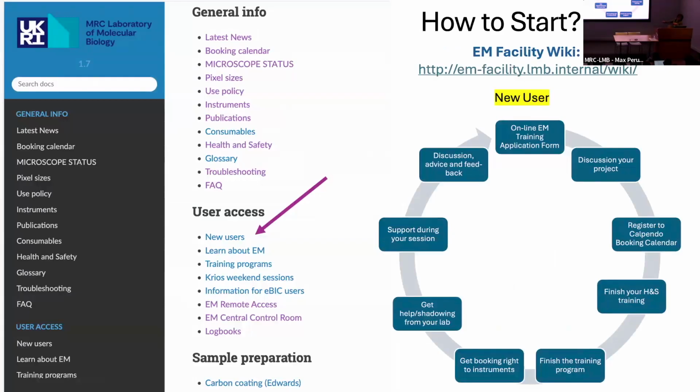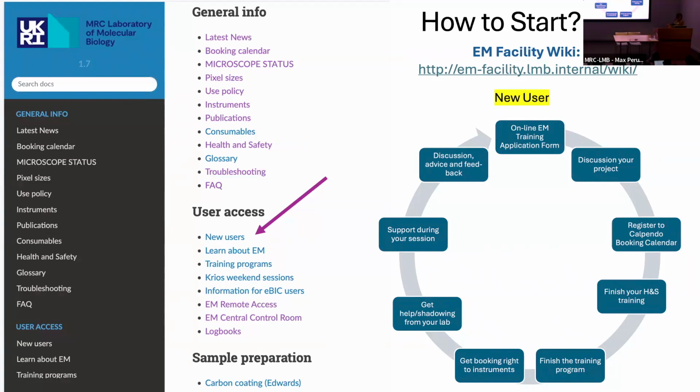You go to new user. This tells you the steps of what we're going to do. Basically it's on this circle, clockwise. From here, you go online to the wiki, fill in your form, of course, and let your group leader know. Then you go to ask discussion, register on our booking calendar, and you also have to finish your safety training, liquid nitrogen, etc. Once you finish the training, you get the booking right to the microscope.